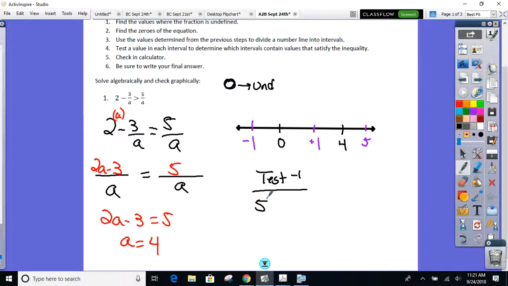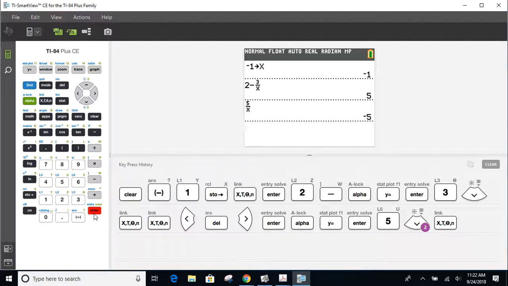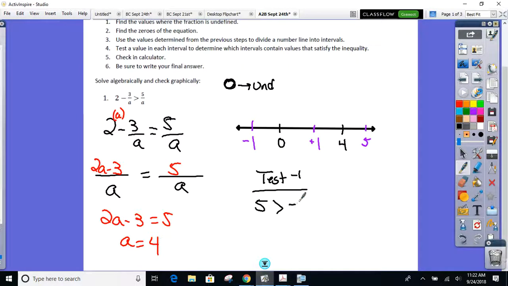Is 5 greater than, everybody ready? What's on the right side? 5 over a. And what do I get there? -5. All right, so everyone take a look at this. Is this true or false? Is 5 greater than -5? Is that a true? True, yep. So all I like to do there is just put a little check mark above. Yep. And now I got to test my other values.